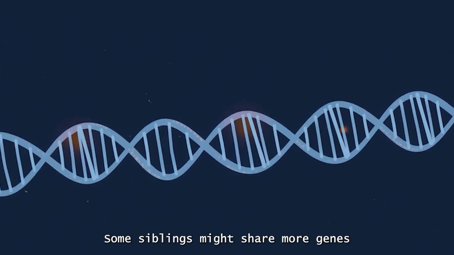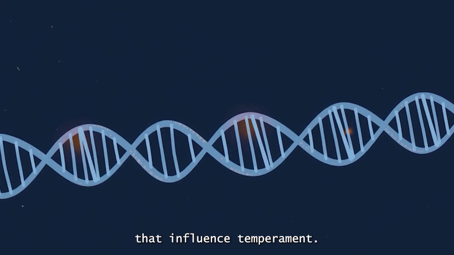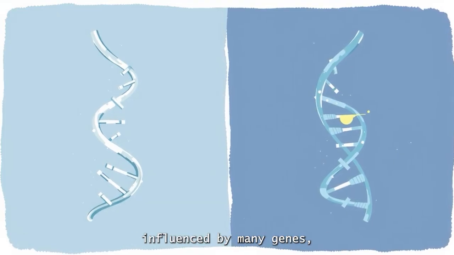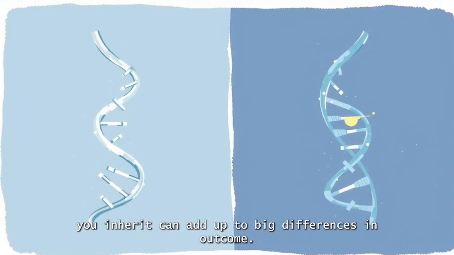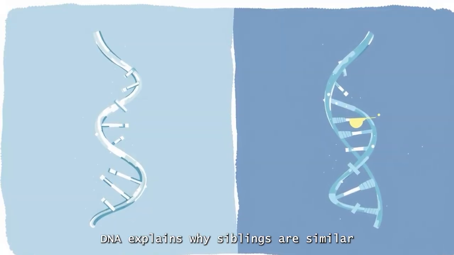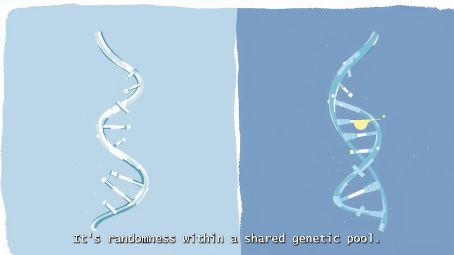Some siblings might share more genes that influence height. Others might share more genes that influence temperament. And because traits are polygenic, influenced by many genes, small differences in which genes you inherit can add up to big differences in outcome. DNA explains why siblings are similar and why they're different. It's randomness within a shared genetic pool.